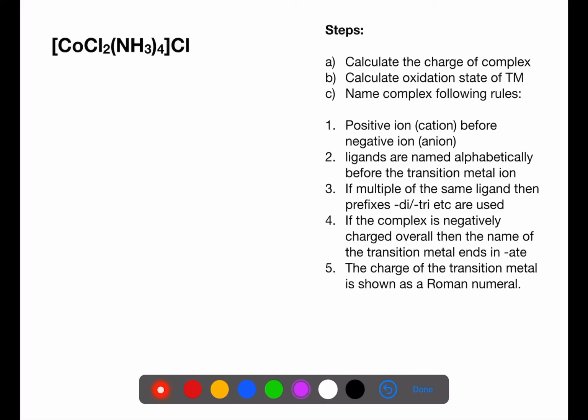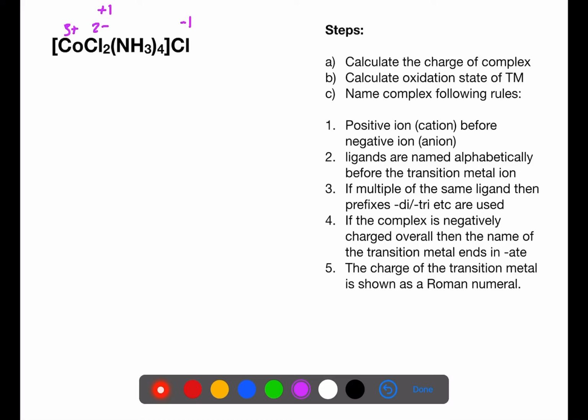As before, we need to calculate the charge of the square brackets first. We have one chloride counter ion, which is one negative, which means overall the square brackets must be one positive. Amine ligands have no charge, but chloride ligands have a charge of 1 minus each, and there's 2 of them, so that's 2 minus. This means that overall the cobalt must be 3 positive charged to bring the square brackets up to 1 positive.